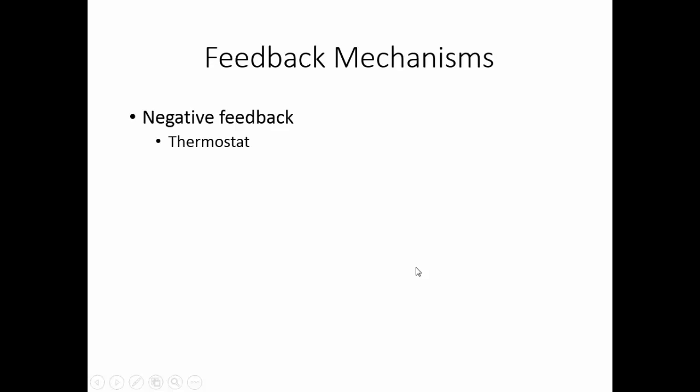A negative feedback mechanism is like the thermostat in your house. If your temperature gets too warm, the heat goes off. If it gets too cold, the heat comes on. Blood glucose: if blood glucose goes too high, hormones are released that will lower blood glucose. If it goes too low, hormones are released that will increase blood glucose.